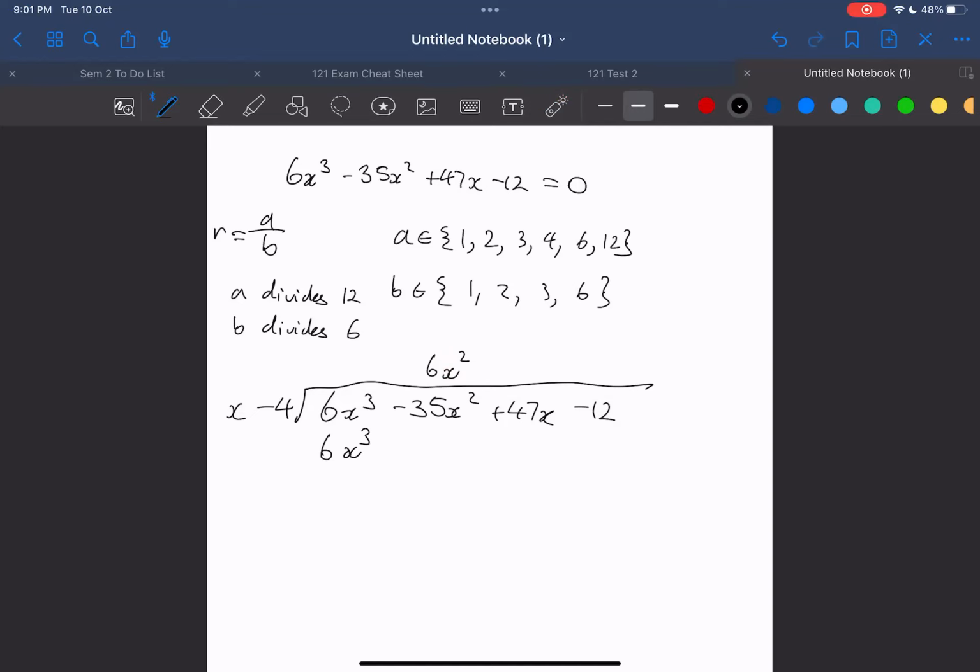Well, that's 6x cubed, and here I'll get... okay. So now I subtract: 6x cubed minus 6x cubed is 0. 35x squared minus 24x squared is, well, it's 35x squared plus 24x squared, which should be negative 11x squared. And I bring down the 47, plus 47x. So now I need to get rid of this negative 11x squared term. I'm going to do that again using this x. So I need to multiply this x by negative 11x to get rid of this.